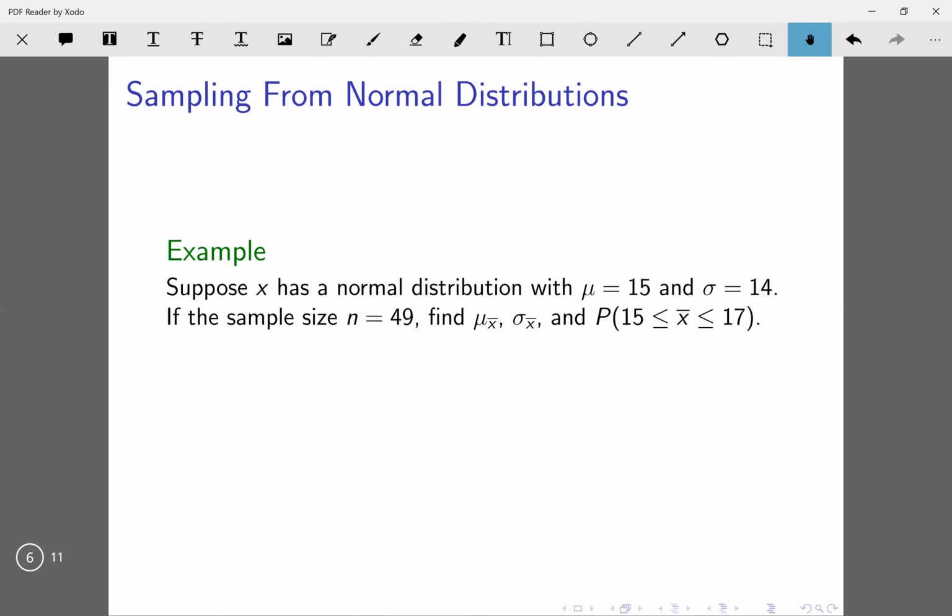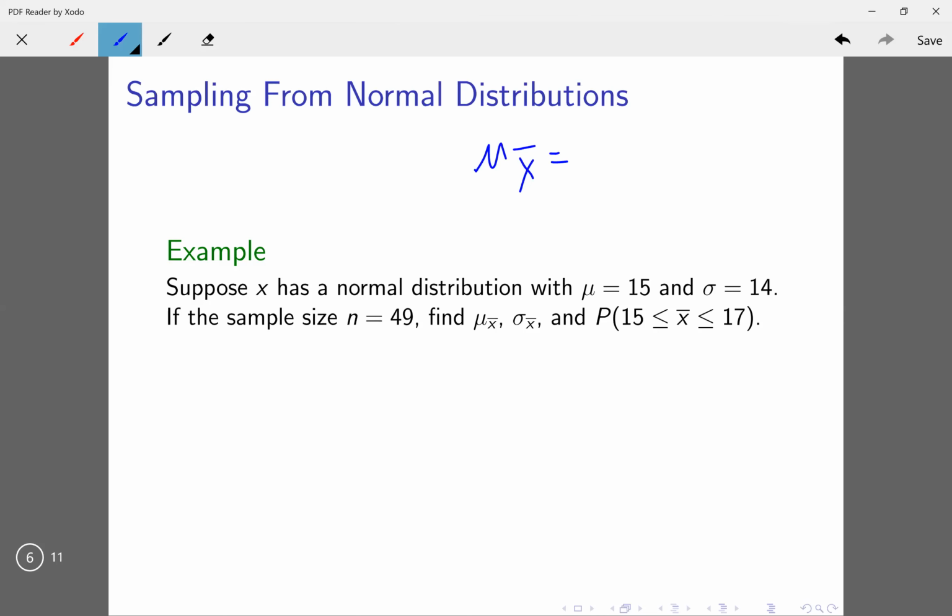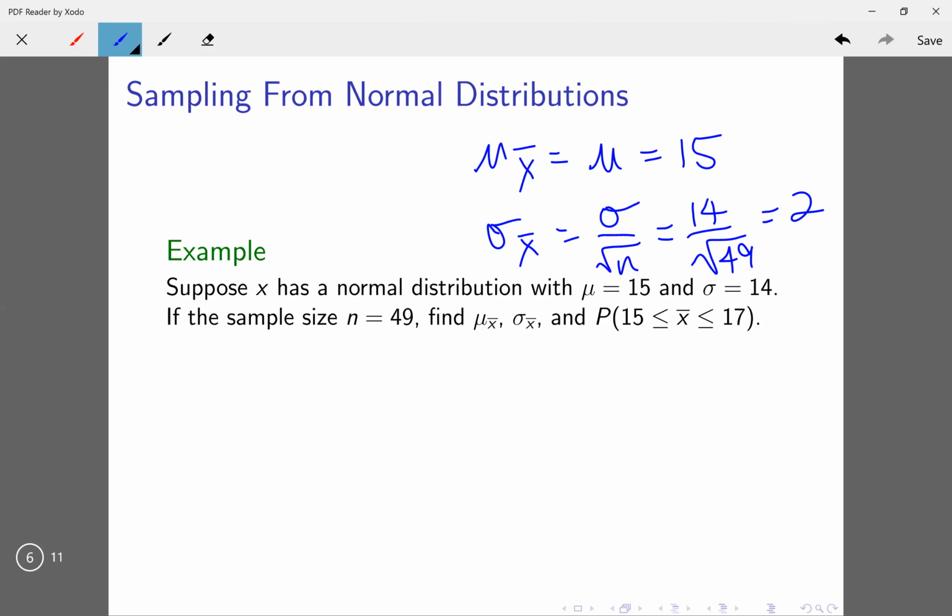All right, now that you've had a chance to work it out, let me show you how you can figure this out. Well, we know that mu x bar, we're taking samples of size 49 from a population with mean 15, is just the same as the mean from the population. That's 15. But the standard deviation of our sample means is equal to the old standard deviation divided by the square root of our sample size. So that becomes 14 over the square root of 49, which is 2.